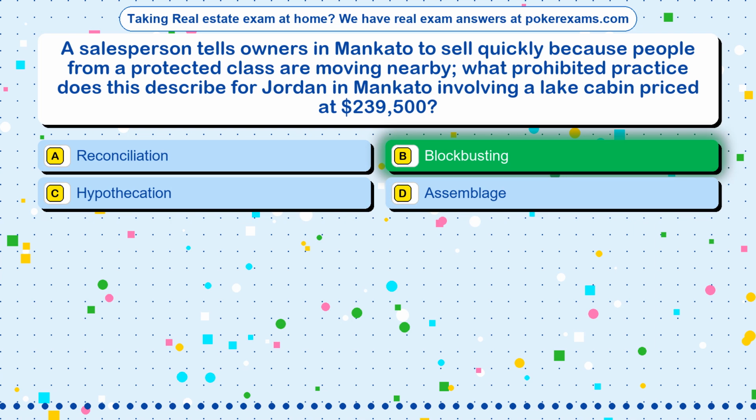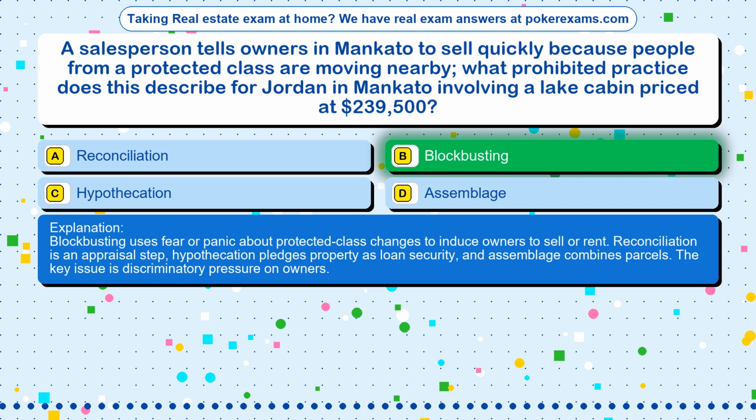The correct answer is option B. Blockbusting. Blockbusting uses fear or panic about protected class changes to induce owners to sell or rent. Reconciliation is an appraisal step, hypothecation pledges property as loan security, and assemblage combines parcels. The key issue is discriminatory pressure on owners.